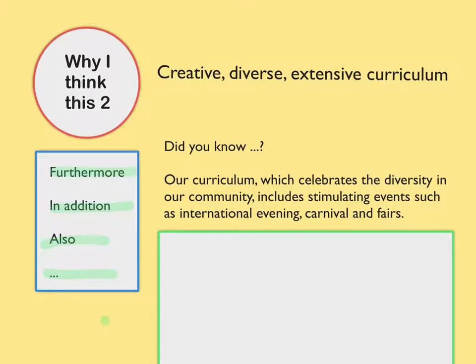So remember, what's key in here is that I am splitting my sentence. Our curriculum includes stimulating events such as International Evenings, Carnivals and Fairs, with a pair of commas here and here. So everything in between is my embedded clause. This, our curriculum includes stimulating events, is my main clause. Feel free to use it, but change it a little bit so you can make it your own.